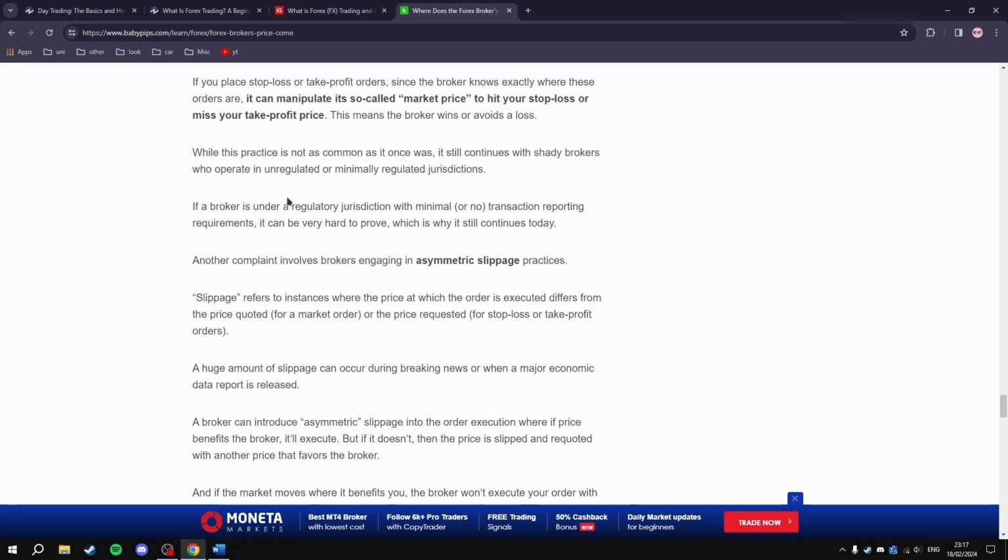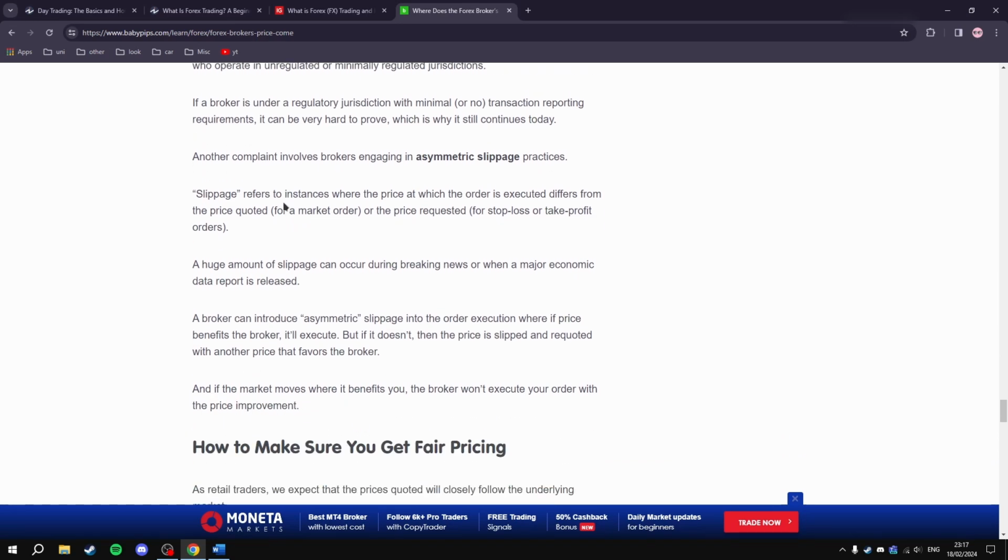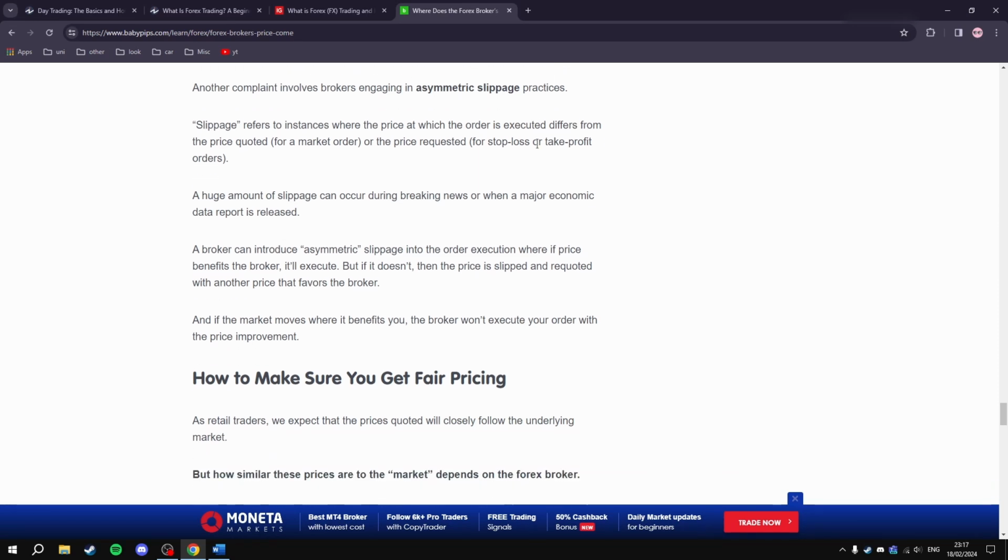Whilst this practice is not as common as it once was, it still continues with shady brokers who operate in unregulated or minimally regulated jurisdictions. If a broker is under a regulatory jurisdiction with minimal or no transaction reporting requirements, it can be very hard to prove, which is why it still continues today.